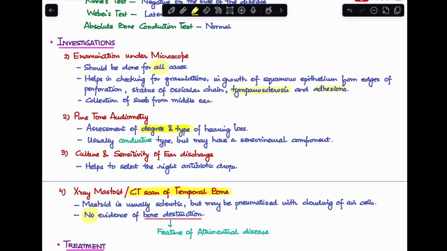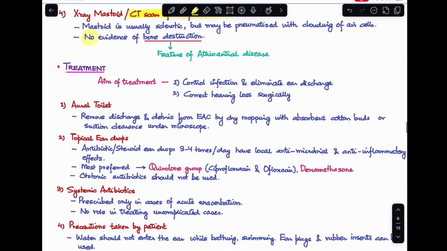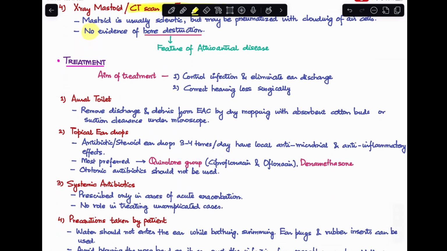Next, we talk about treatment of the mucosal type. Now, the aim of the treatment here is, first of all, to control the infection in the ear of the patient and eliminate all the ear discharge. And once that has happened, my second aim would be to correct the hearing loss surgically. So first, we'll have to talk about the conservative medical management before we move on to surgical management.